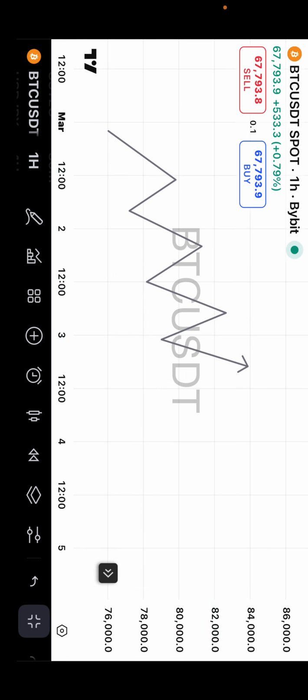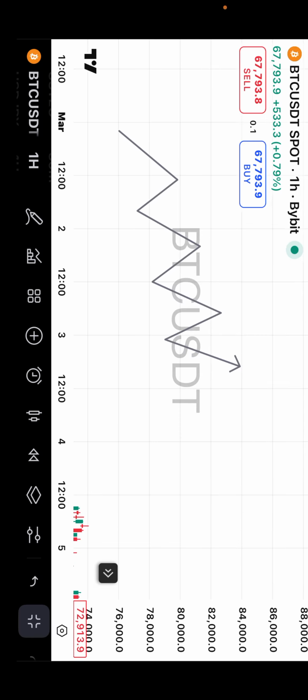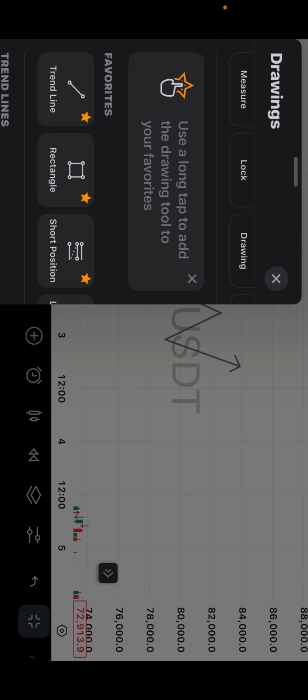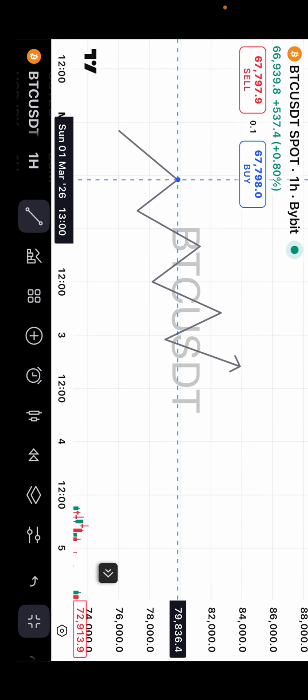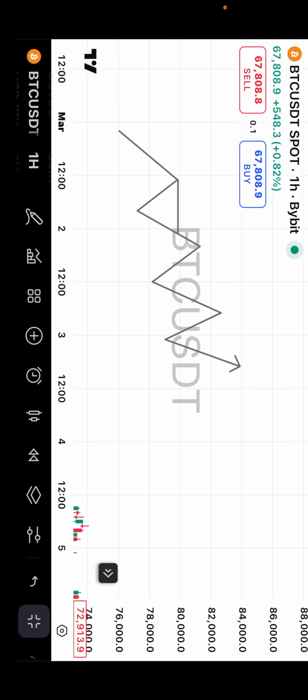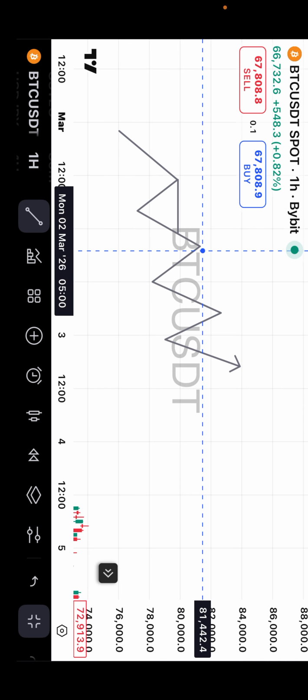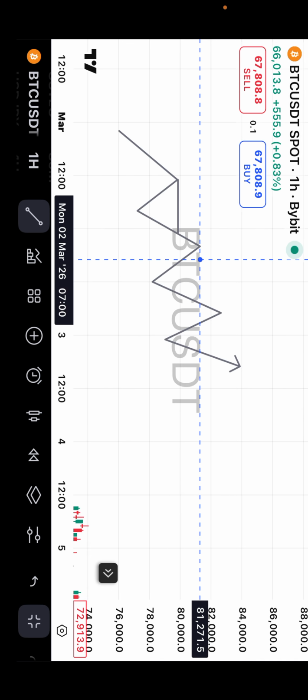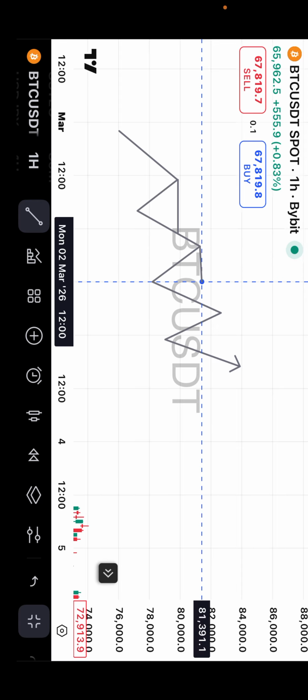So in a bullish market, first of all, we need to confirm that each high is broken. We need to confirm that each high is broken for us to confirm that the market is going to be moving in a bullish trend. And then here also, the high got broken.